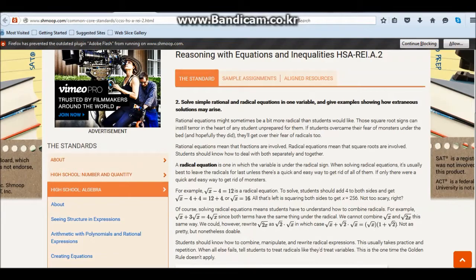AREI2. Solve simple rational and radical equations in one variable and give examples showing how extraneous solutions may arise.